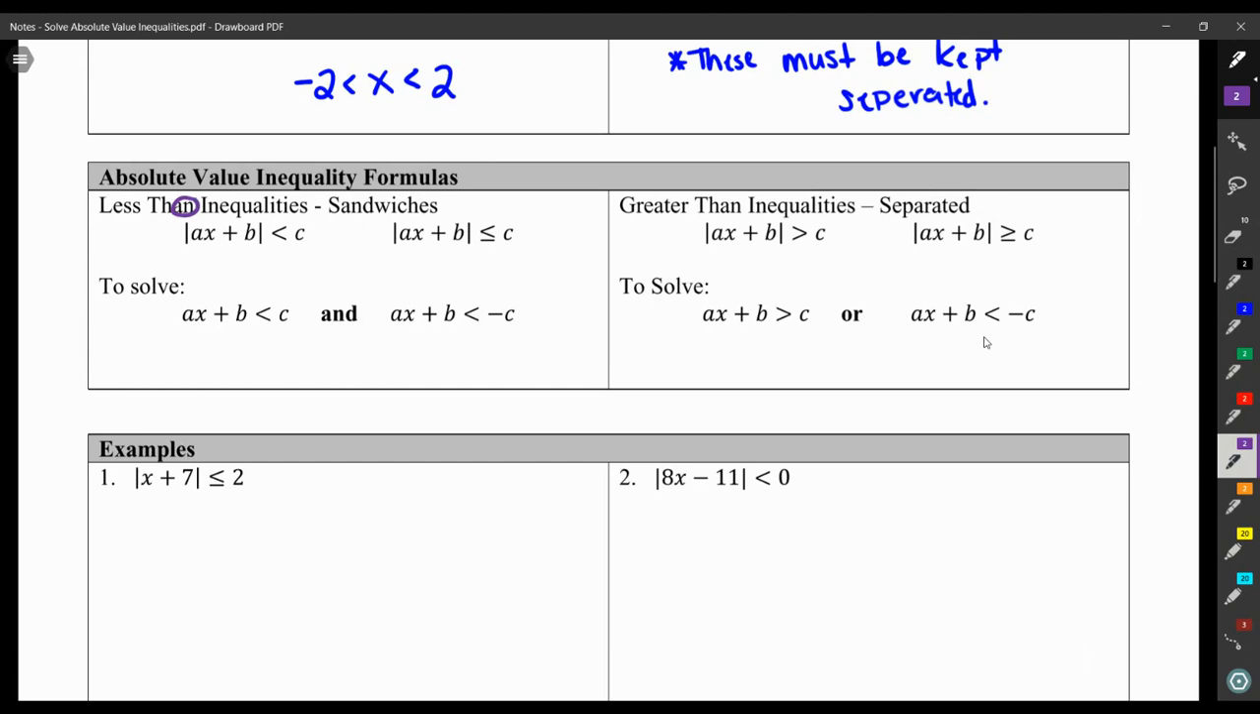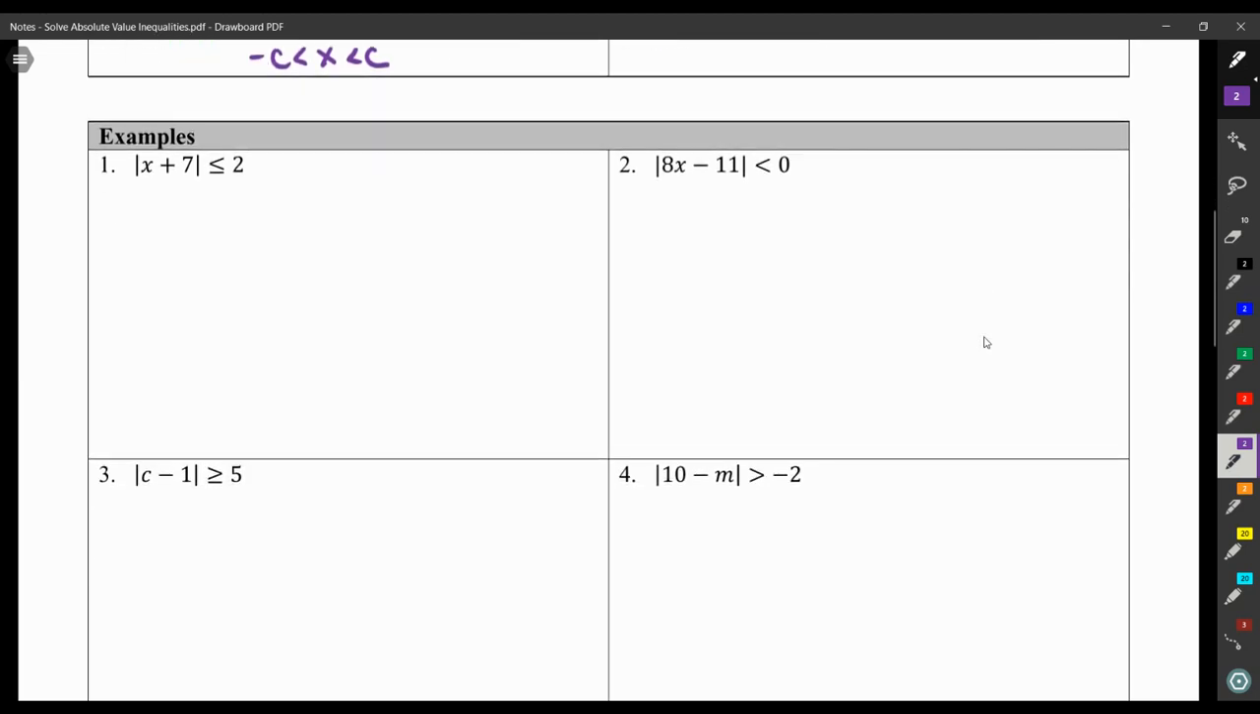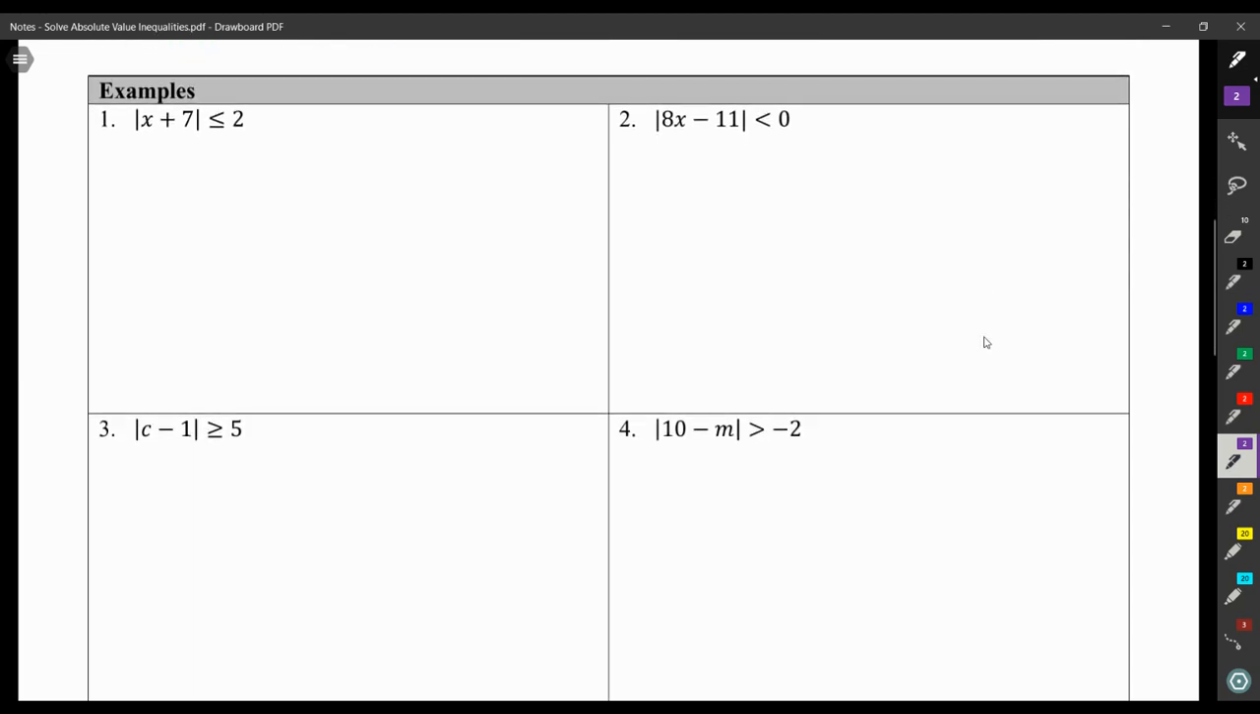Less than will be an "and" in the middle. The greater thans, well, if you kind of slow it down, greater than, those are going to use the word "or" in the middle. So less thans can be combined like this in the end. And greater thans have to be kept separate, okay? So let's look at some examples. These are really basic to help you get the idea of what's going on.